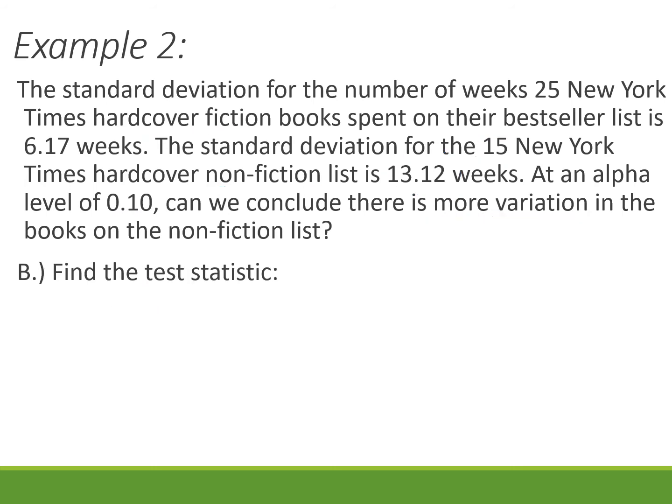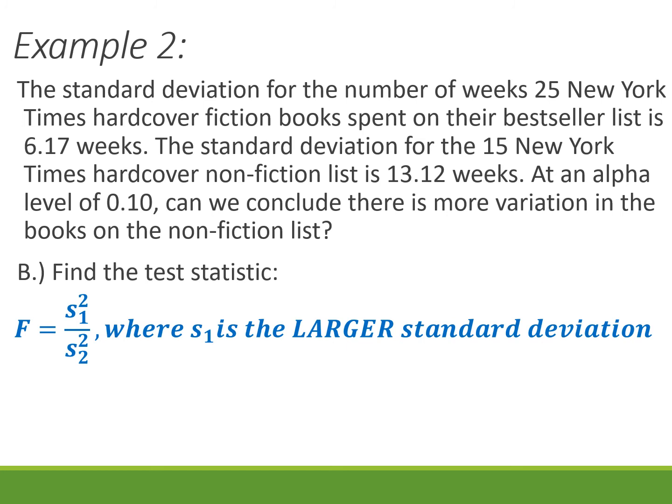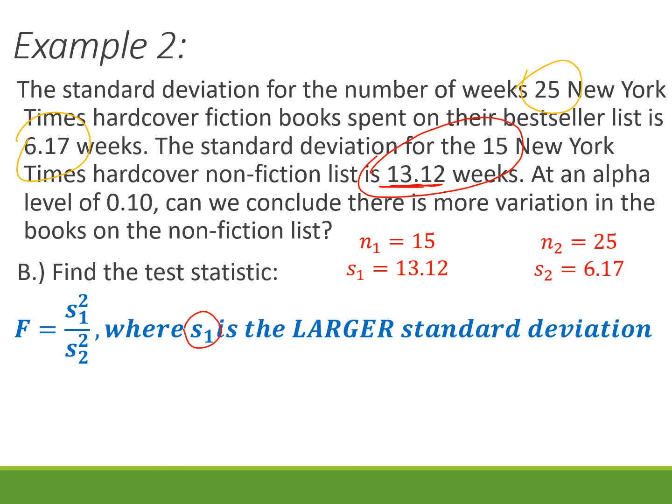Part B, find the test statistic. Remember, we're dividing these variances, but we're making sure that we have the larger one on top. So with that said, this one is larger, so our S1 is based on that sample. It's a sample size of 15, standard deviation of 13.12. The smaller one goes on the bottom, sample size of 25, standard deviation of 6.17. At this point, we just plug it in, square the top, square the bottom, divide them, 4.522 as our test statistic.